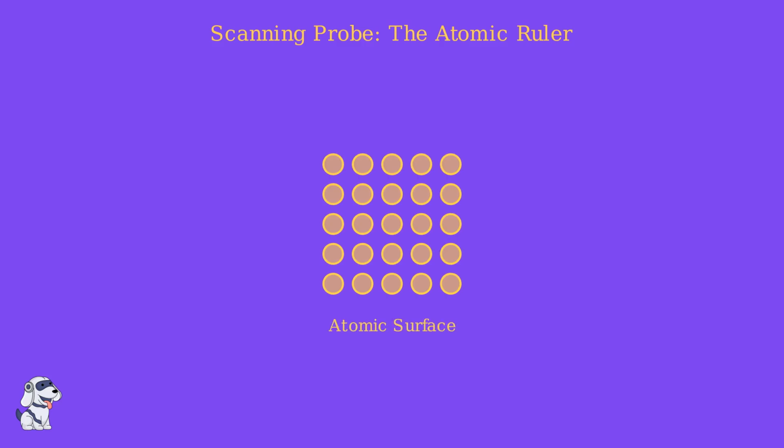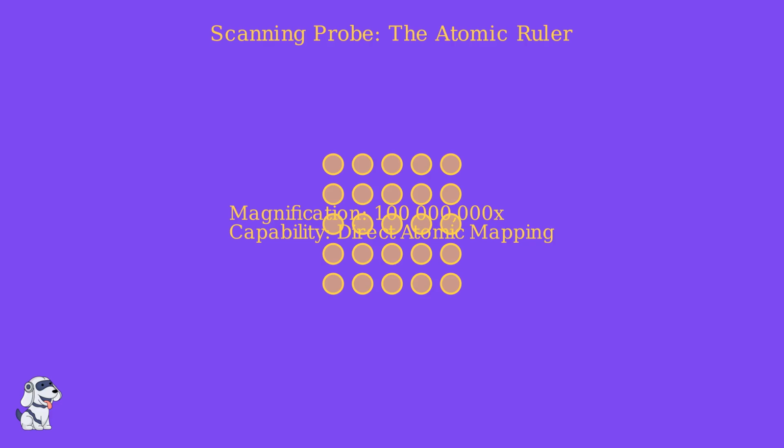Because the tip of our probe is just one atom wide, it can interact with the electronic fields or physical presence of each atom. As the probe moves across the sample, it maintains a constant distance or force, mapping the exact topography of the surface in real time. With magnifications reaching 100 million times, these microscopes allow scientists to map the landscape of the nanoworld, making them the ultimate atomic rulers in modern science.